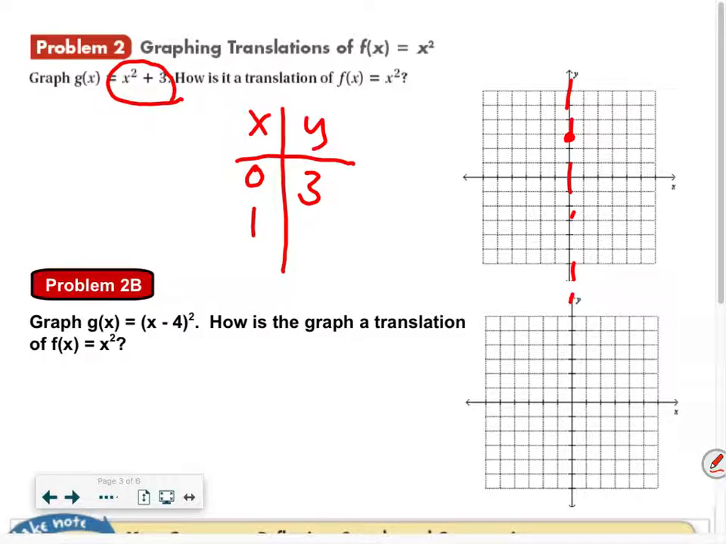With 1, you get 4. And with 2, you get 7. Okay, I have my right side done with my points. I'm going to mirror them all on the left and draw my nice parabola.